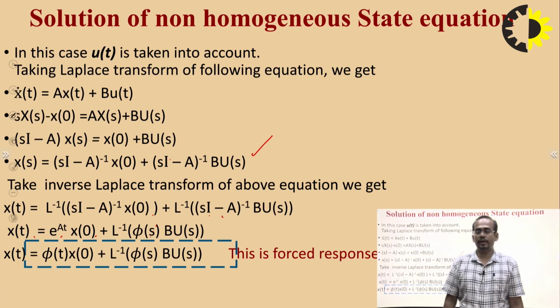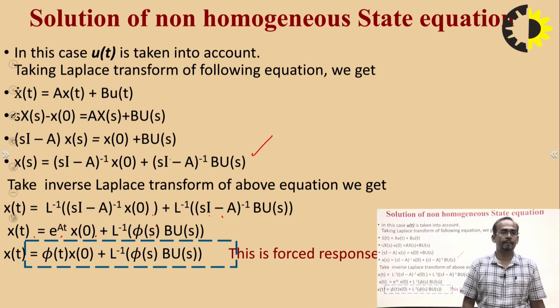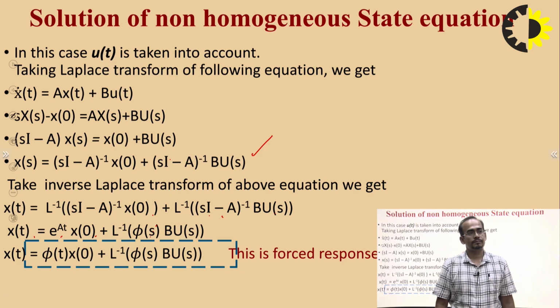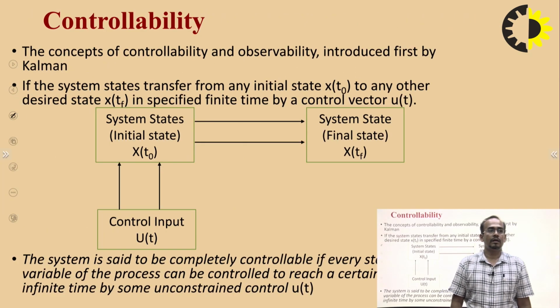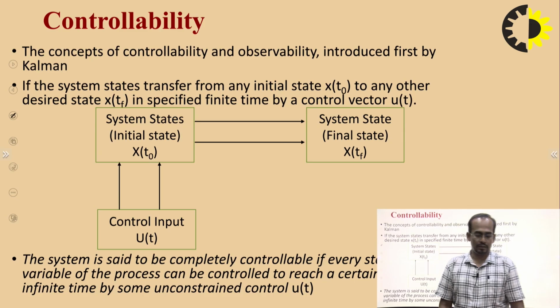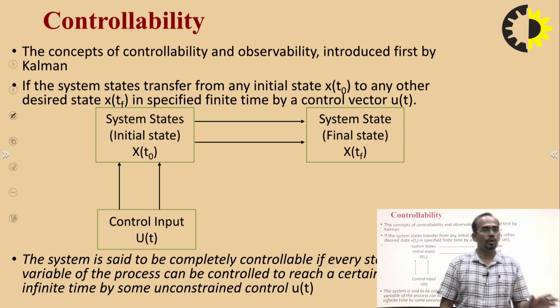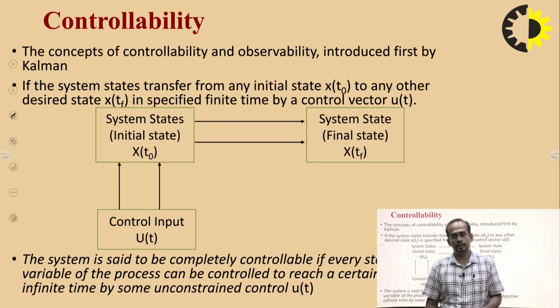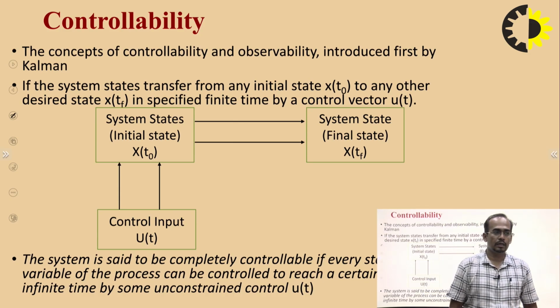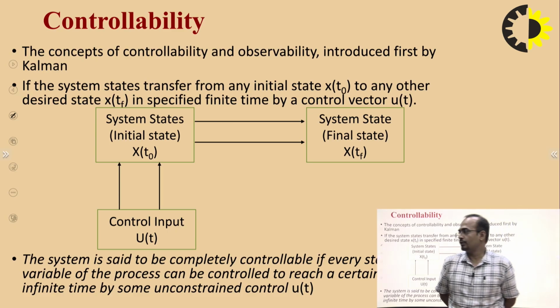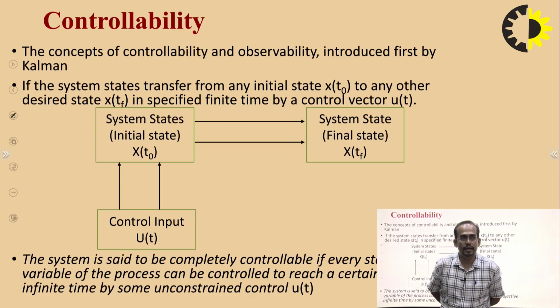So in this way you can find the value of x(t). Now I have considered this homogeneous, I have discussed the solution of the state equation in homogeneous and non-homogeneous cases. So now I am going to discuss the next topic, that is controllability and observability.